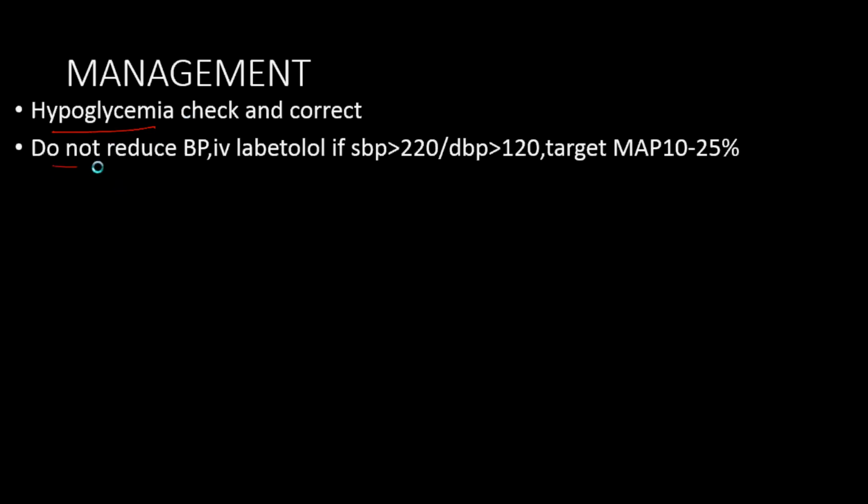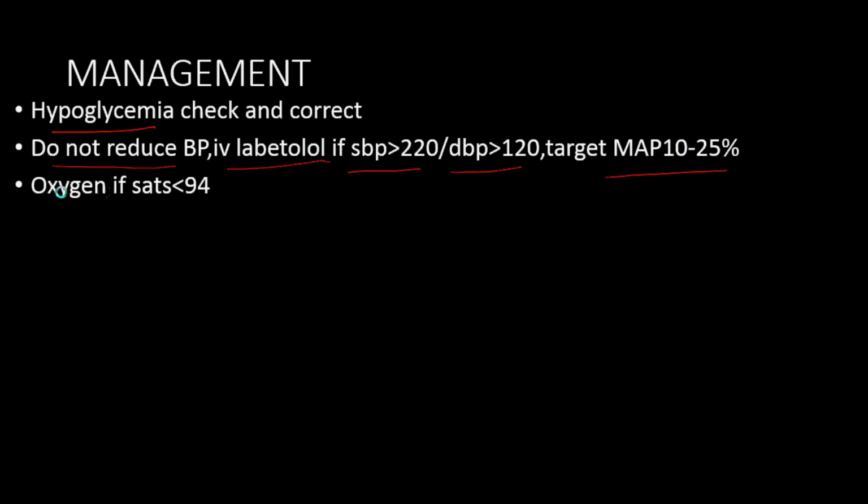Once we know how the CTs look, let's see how do we actually manage the patient. The first thing to do is to always check sugars. Hypoglycemia mimics stroke, therefore correct it before you send the patient to CT scan. Number 2, do not reduce the BP so easily. If you have to reduce the BP, make sure that SBP is greater than 220 or the diastolic blood pressure is greater than 120, and the best agent is IV labetalol, and target a BP reduction of about 10 to 25% in the first hour.